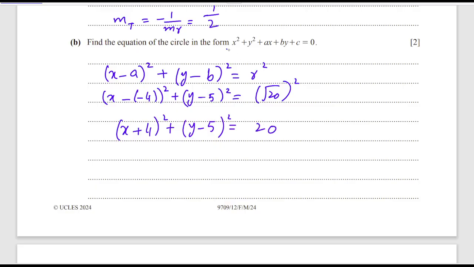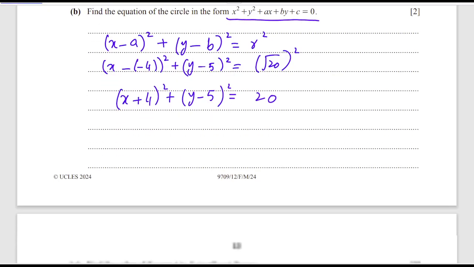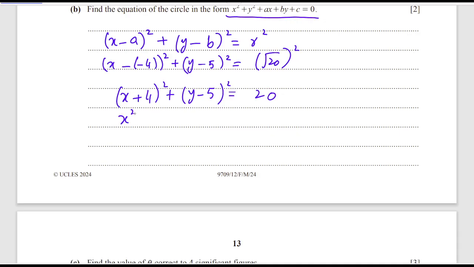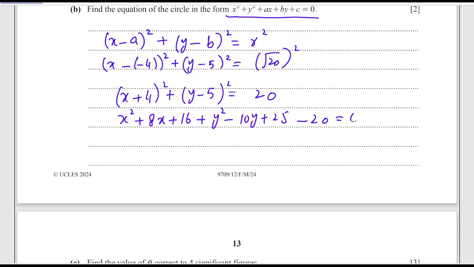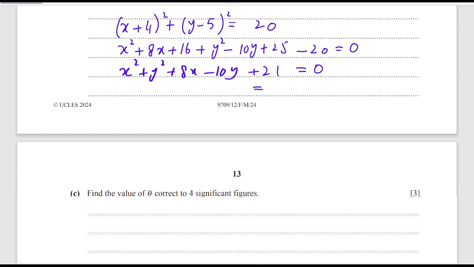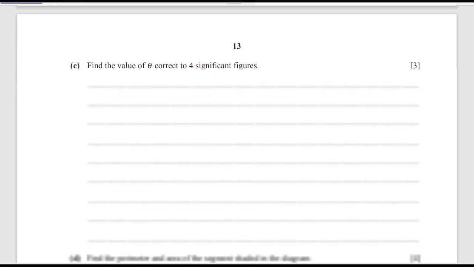But the question is asking to give your answer in expanded form. So by applying the complete square identities, x square plus 2ab, which is 8x, plus 4 square is 16, plus y square minus 2ab, which is 10y, plus 5 square is 25, minus 20 is equal to 0. So it's x square plus y square plus 8x minus 10y plus 16 plus 25, 41, minus 20 is plus 21 equals 0. This is the required equation of the circle in the desired form.